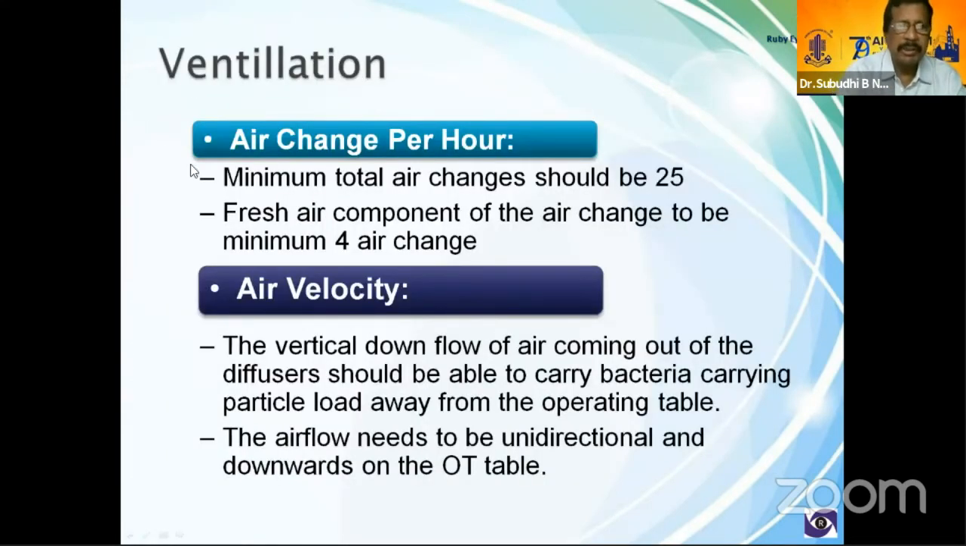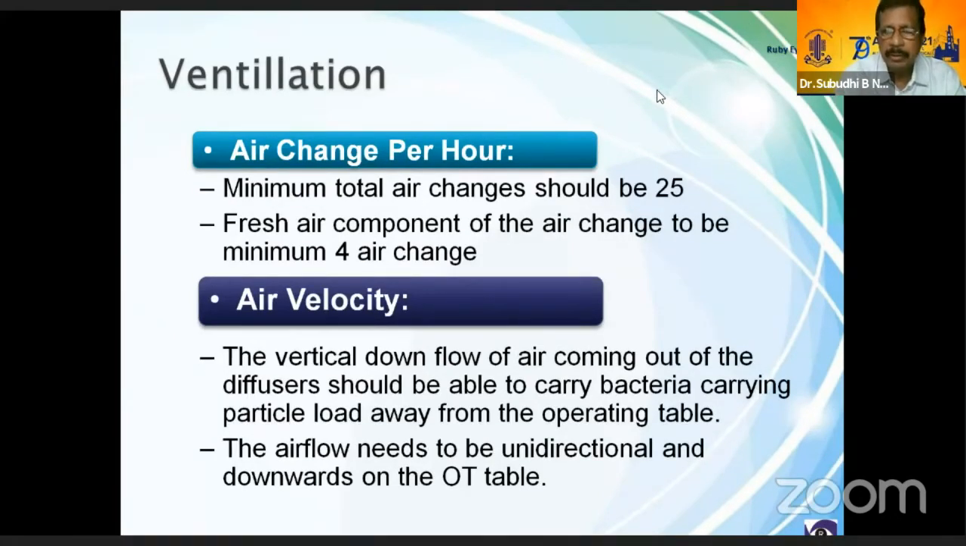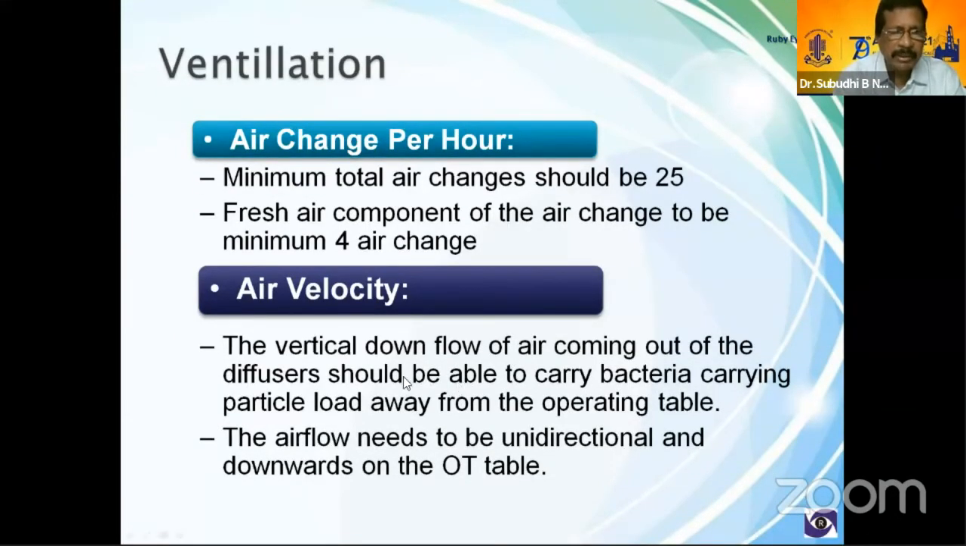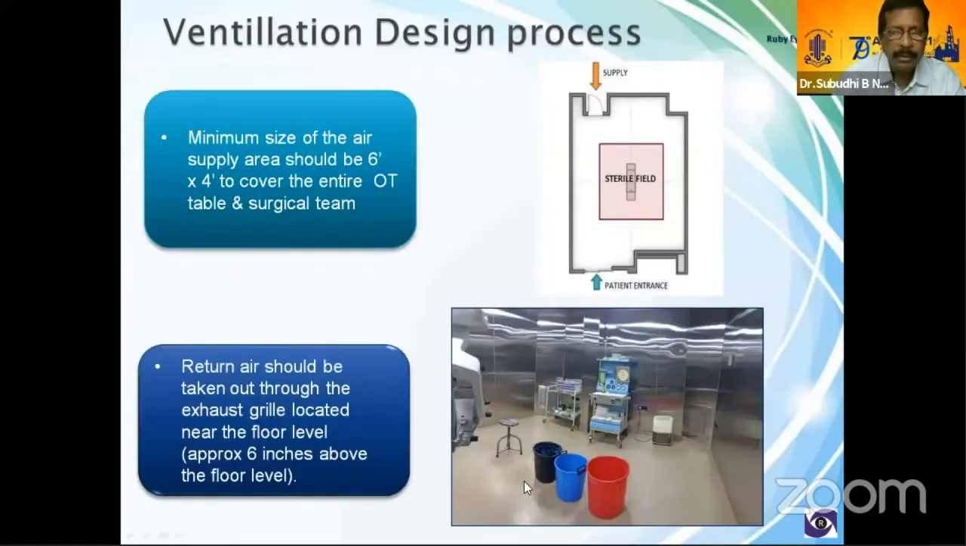Air changes per hour. For ventilation, the minimum total air change should be 25, and the fresh air component should be a minimum of 4 air changes. And the air velocity, the vertical downflow of the air coming out of the diffuser, should be able to carry bacteria-carrying particle load away from the operating table, and the airflow needs to be unidirectional and downwards under the OT table.